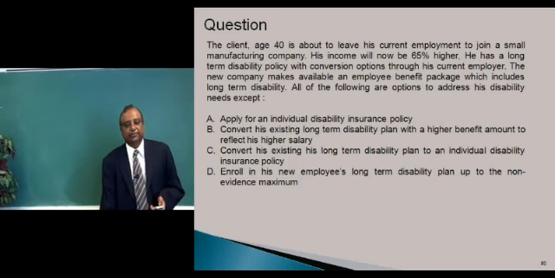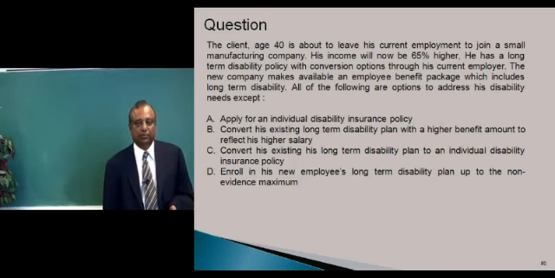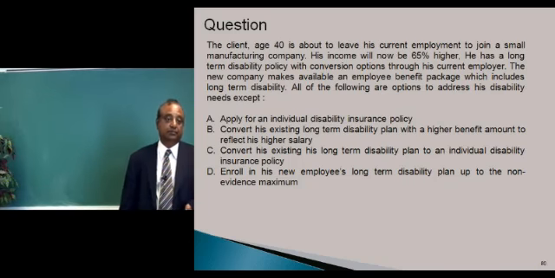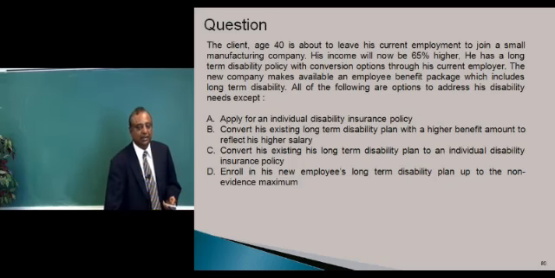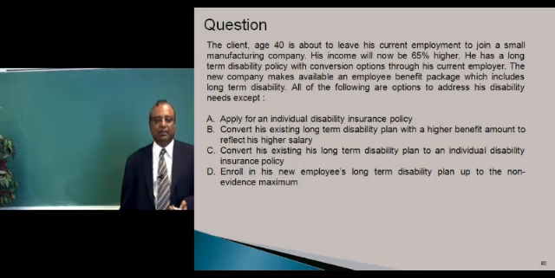Now, with these kinds of questions, just be a little careful. It says all the following are options to address his disability needs except, which means they're looking for what he cannot do. A, applying for an individual disability policy, he can always do that. C, convert his existing long-term disability plan to an individual policy, he can always do that. And D, enroll in his new employer's long-term disability plan, this also he can always do. But if you look at B, convert his existing long-term disability plan with a higher benefit amount to reflect his higher salary, this he cannot do. When you convert, you can only convert to the extent you are covered by the existing group plan. So B is the answer here. B as in Bob.